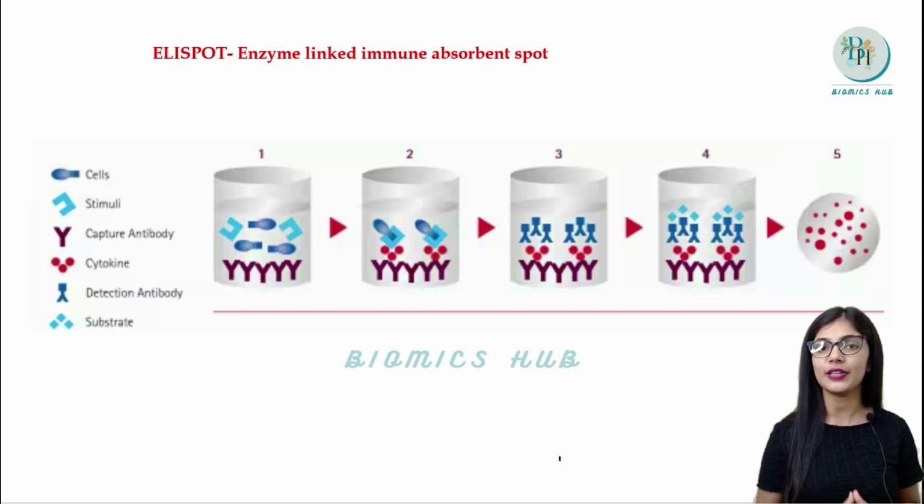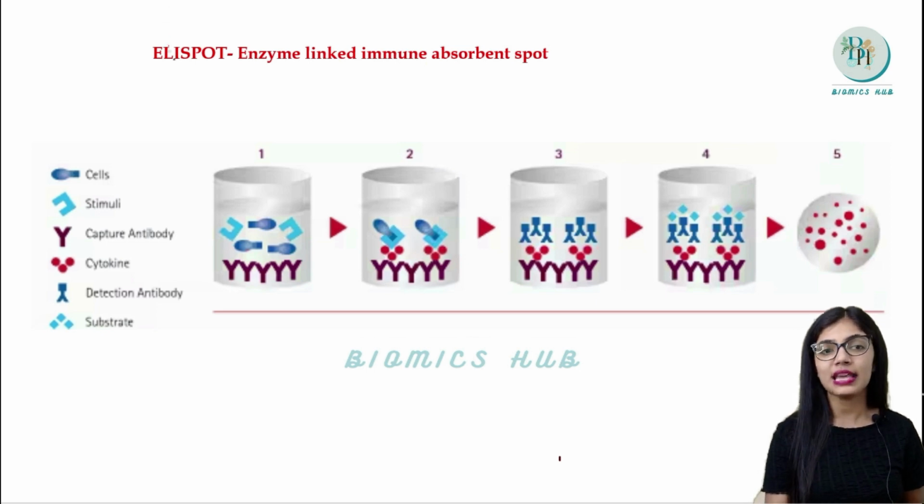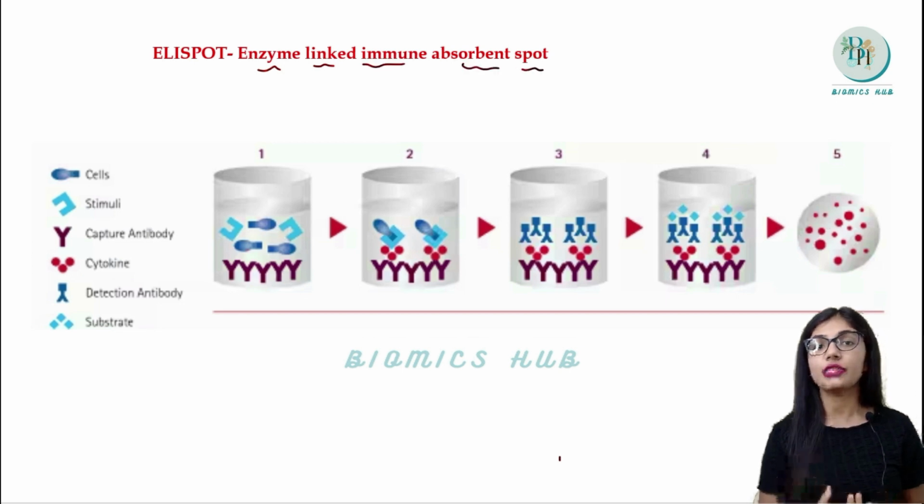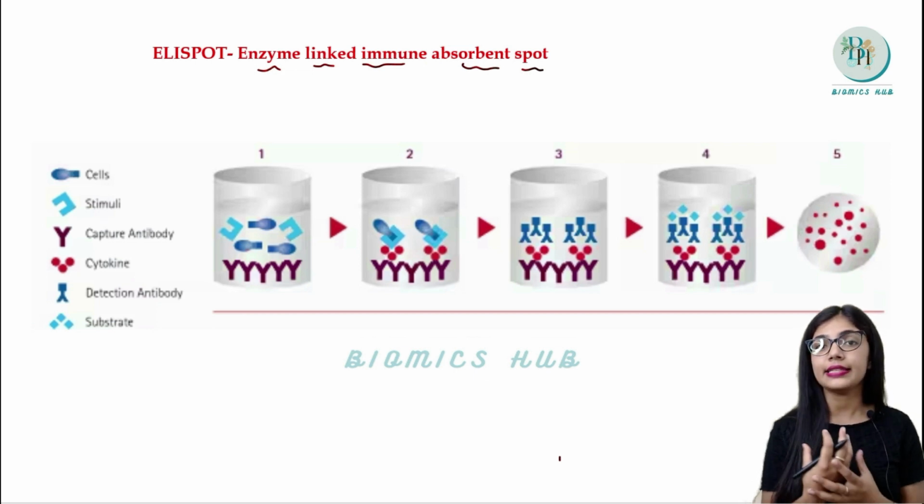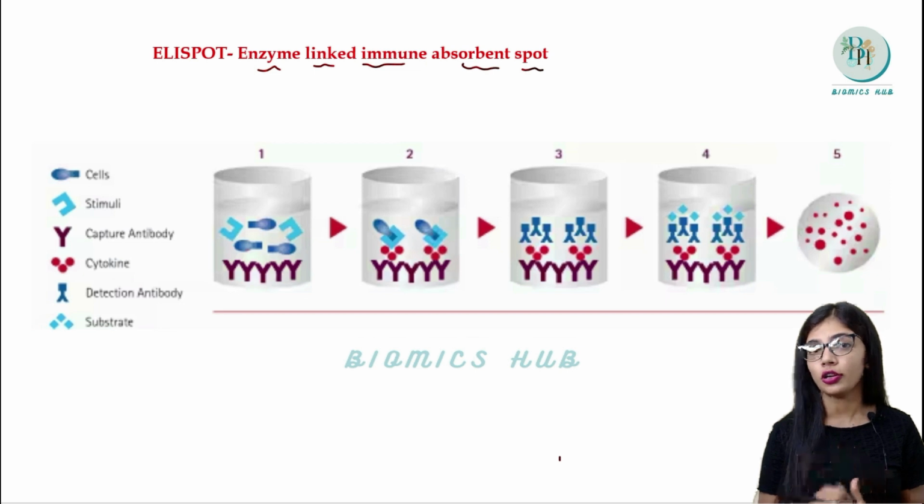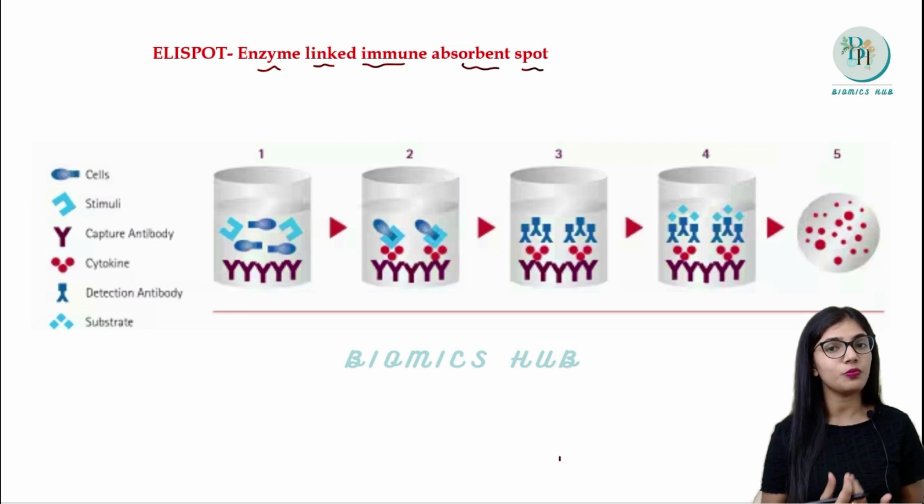Today in this video we are going to discuss another technique, that is the ELISPOT. This ELISPOT is also known as enzyme linked immunospot. So what is the function of this type of technique? Suppose we have a cell and we want to know whether any cytokine is secreted or not. For that we can use this type of technique. ELISPOT is used for the detection of cytokine synthesis in a specific single cell. So let us see what things are required for this technique to be performed.